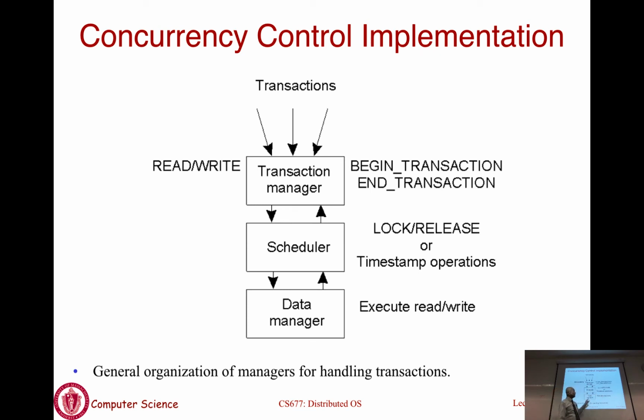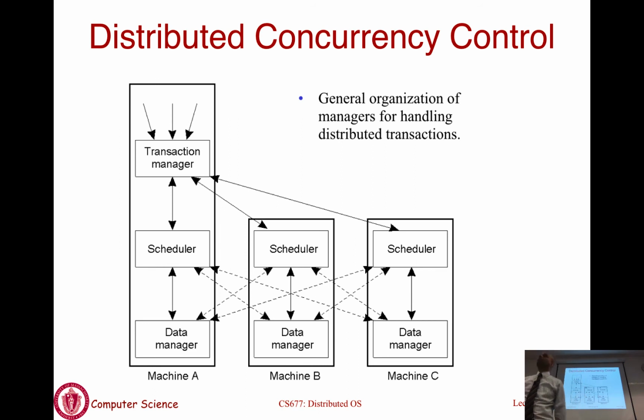That's being done by the scheduler, and the data manager is simply reading and writing data. After you've gotten the lock, you're going to simply read and write data, either to the workspace or to the actual database. Okay, that's your high-level architecture, and we'll see how the locking and so on is done to get correctness.